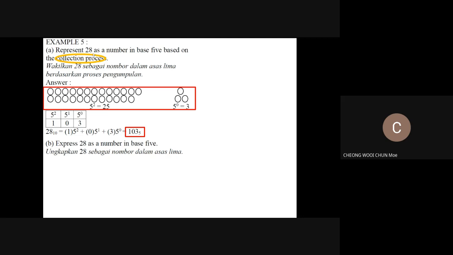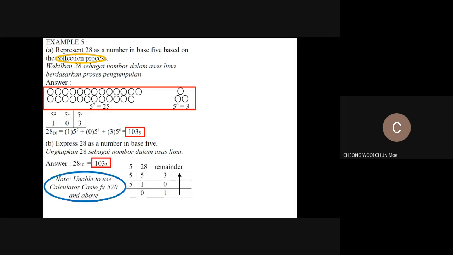So total, this is how you find the answer. 5 power 2, 5 power 1, and 5 power 0. 5 power 2 you got 1 only. 5 power 1 is none. And then 0. That means 5 power 0, you get 3. So the answer is 103, 103 base 5. Or we can put 5 power 2, 5 power 1, 5 power 0. Here is 1, here is 0, here is 3. 103.